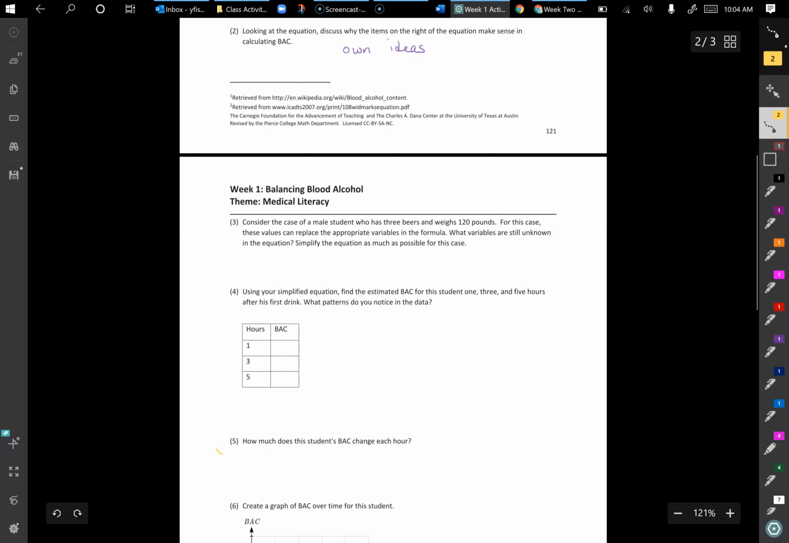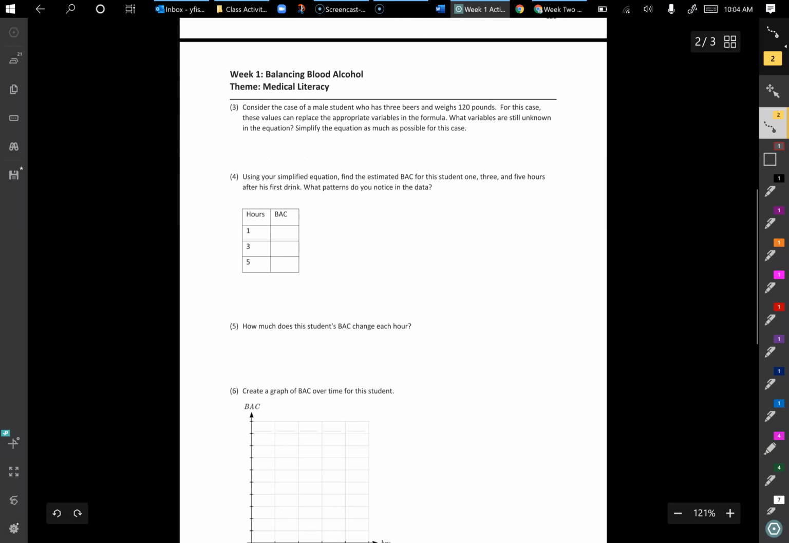Number 5 is how much does the student's BAC change each hour? For that one, you're really looking for a slope, the rate of change. So you'd have to figure out the difference for that. I'm going to help you out with that. Since you're looking at each hour, but your hours over here are every 2 hours, you would just figure out your difference.